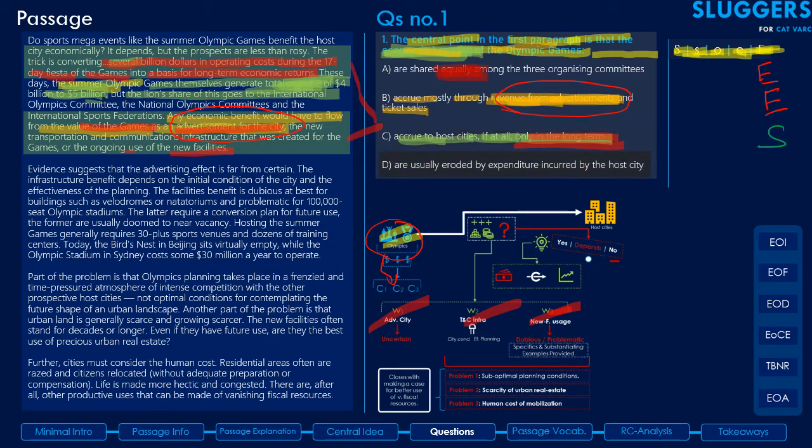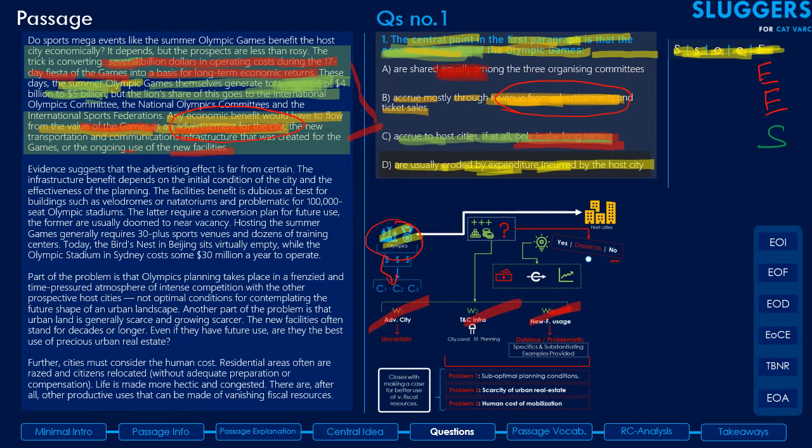Let's move on to the next and the final option. The last option says that economic benefits of the Olympic Games are usually eroded by expenditure incurred by the host city. And again, there are two problems with this option. First of all, this option seems to imply that there were in fact some economic benefits generated, right? Because to be able to erode the economic benefits by expenditure, you in the first place need to have some economic benefits generated, right? Without any economic benefit generated, how can you erode the same?